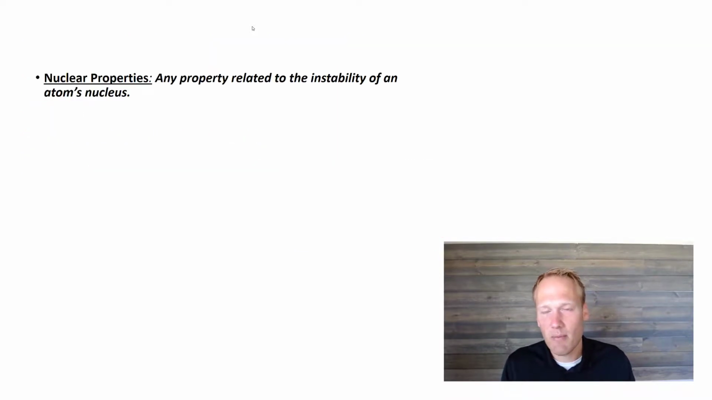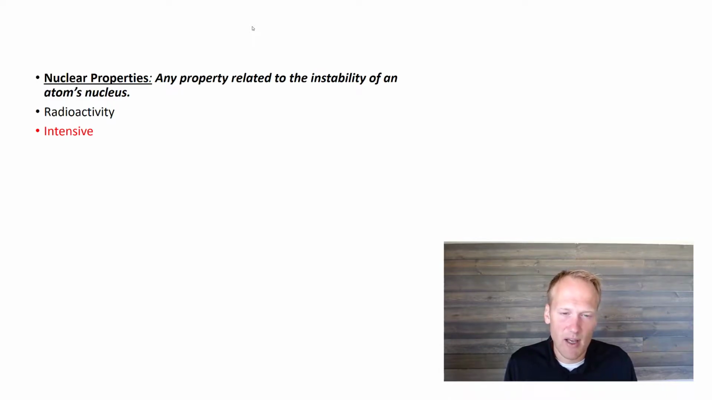One last type of properties here is nuclear properties, which is any property related to the instability of an atom's nucleus. We will go through nuclear decay and talk about nuclear decay later this year. Really, the only nuclear property we're going to talk about is radioactivity, which is an intensive property. When something emits an alpha or beta particle or some type of radioactivity, that would be intensive.